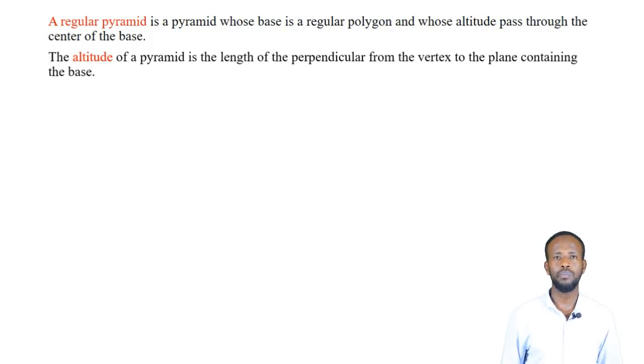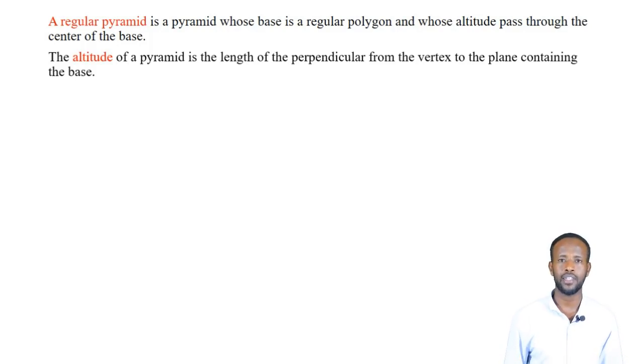The altitude of a pyramid is the length of the perpendicular from the vertex to the plane containing the base. I hope this is clear, because the figure we saw before was what? There was a question which says, what is the length of VB? VB was the altitude, isn't it? So altitude always comes from where? From the vertex and comes perpendicular to the center of the base, the center of the base polygon.